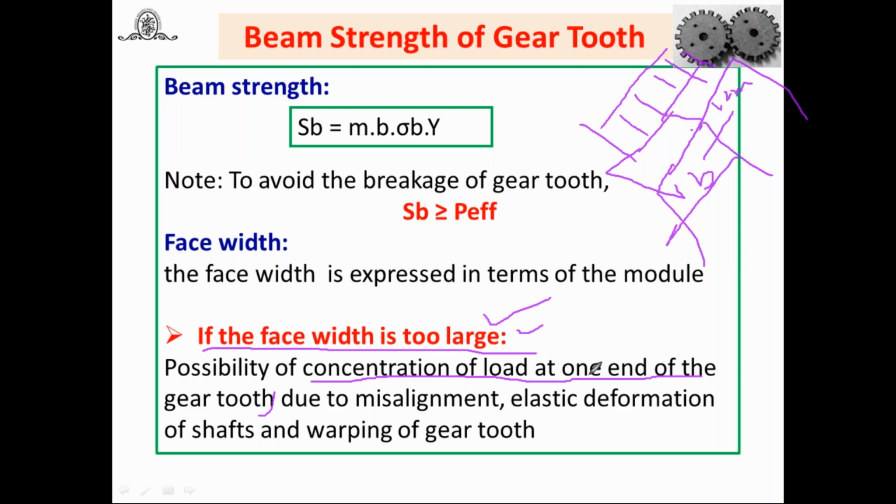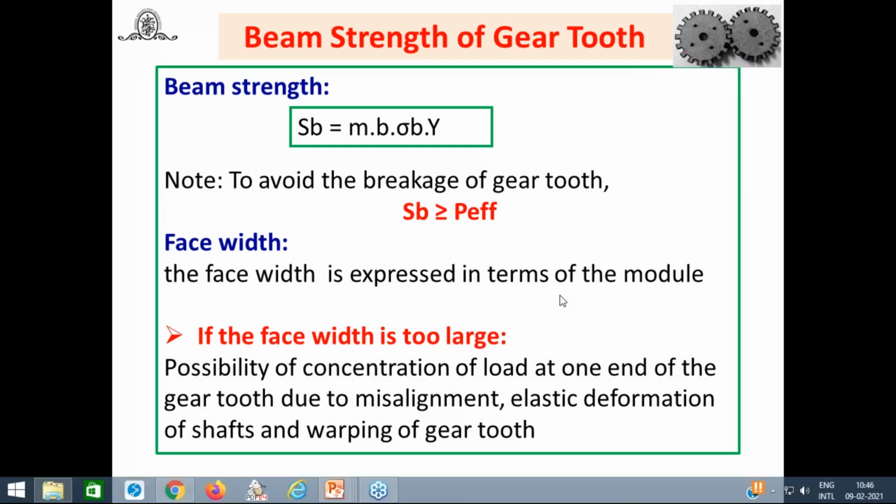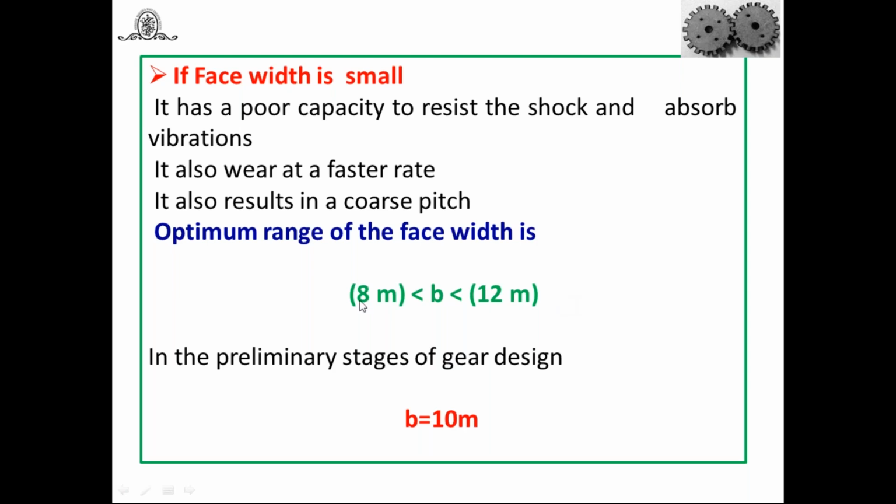Because of that, this value of B, or the face width, should be within the limit. Within the limit means in the optimum range, and that optimum range you always have to take: it should be greater than 8 module and less than 12 module. And if it is not mentioned, always assume B is equal to 12 m, or 10 m. B is equal to 10 m.